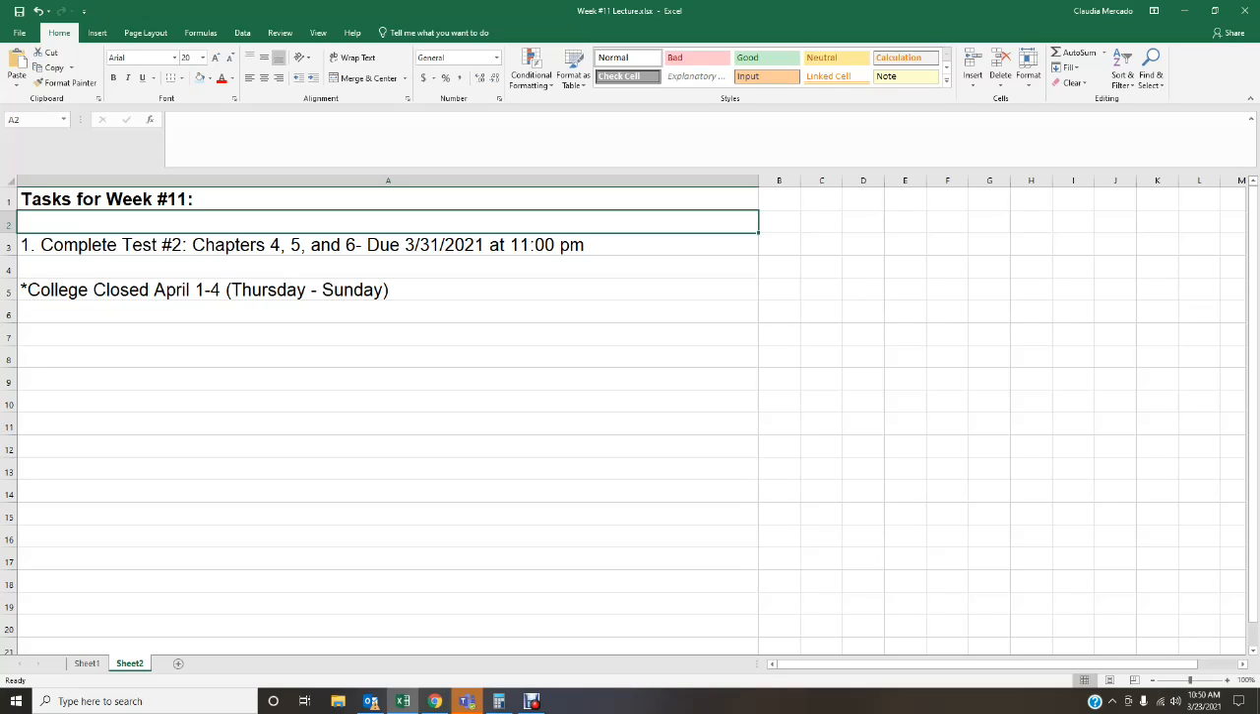Okay, please mark your calendars, as I do not provide extensions or makeups. It is the student's responsibility to ensure that they know when the tests are due and that they complete it within the allotted time frame.